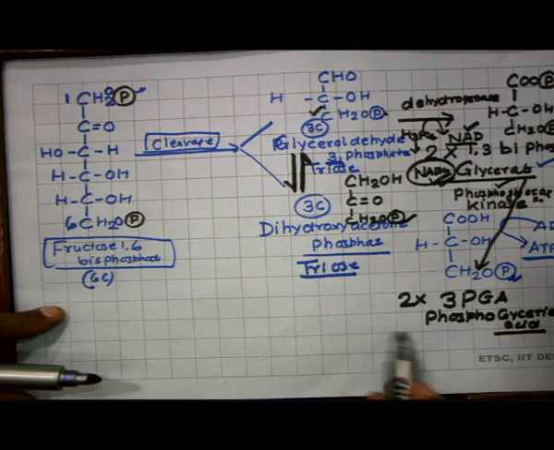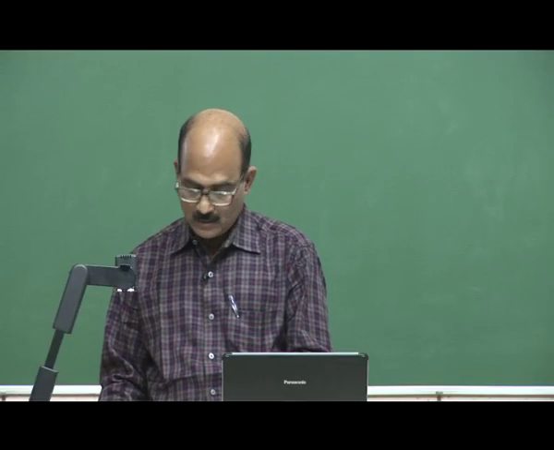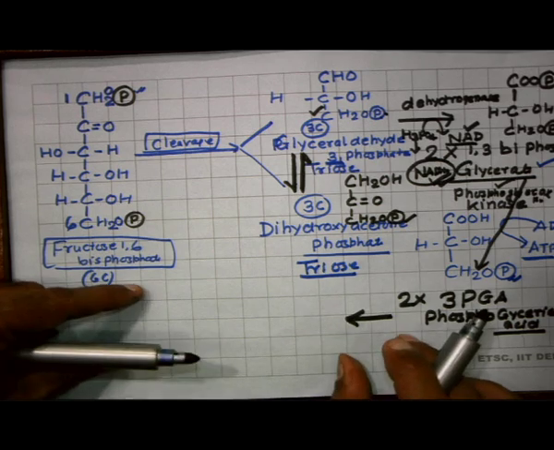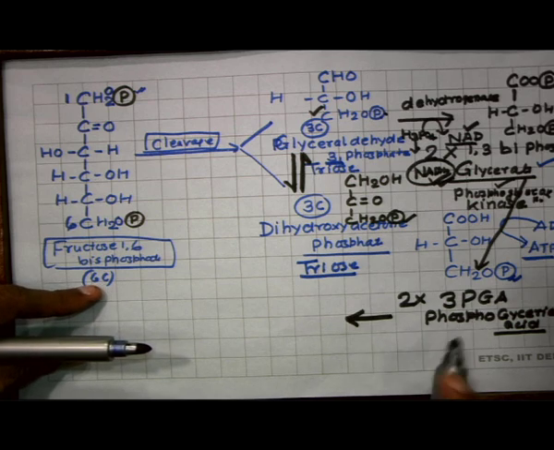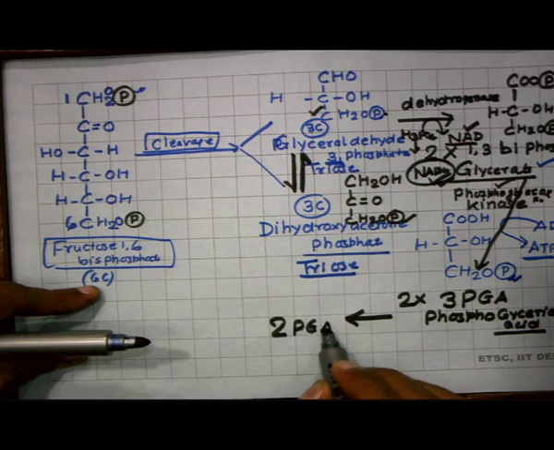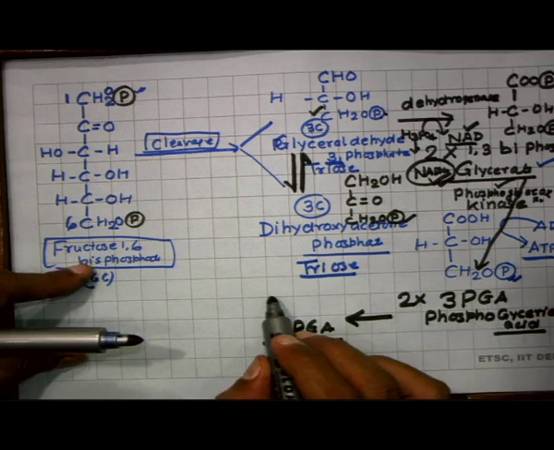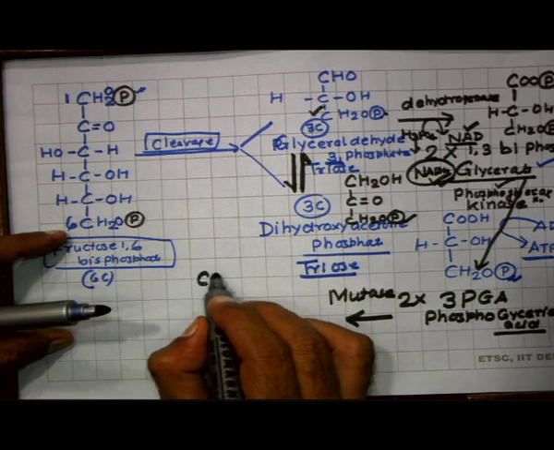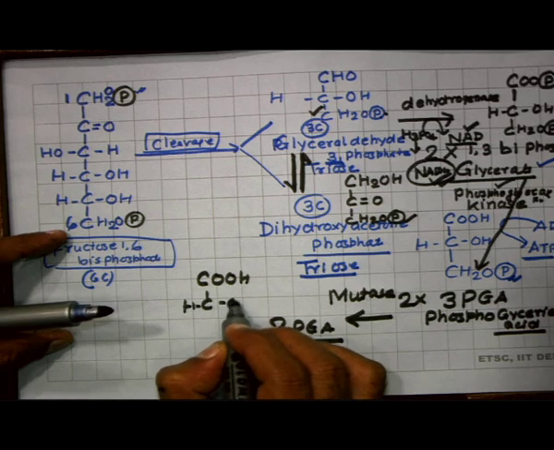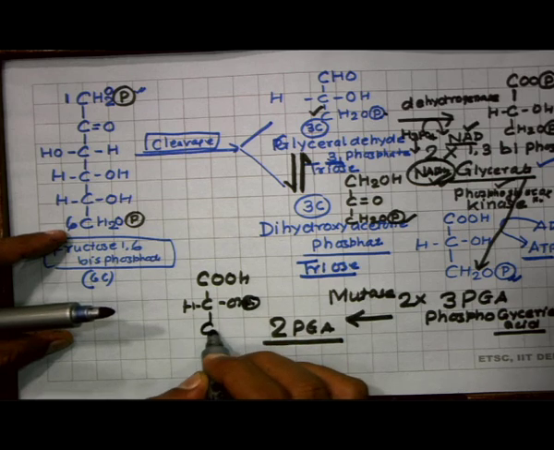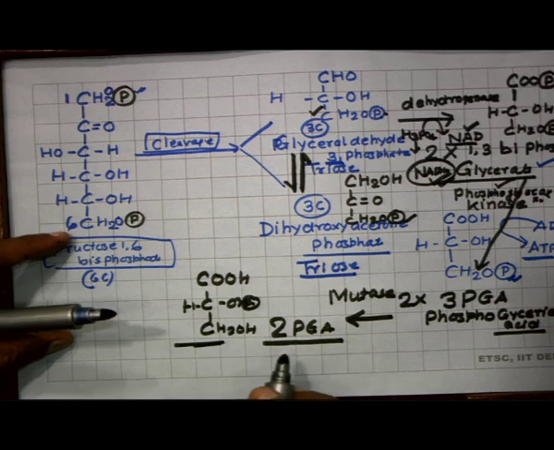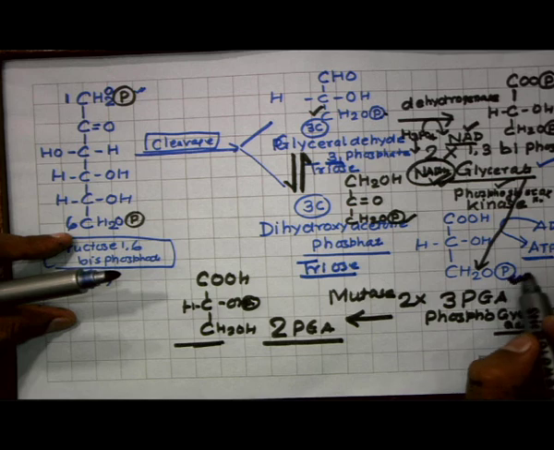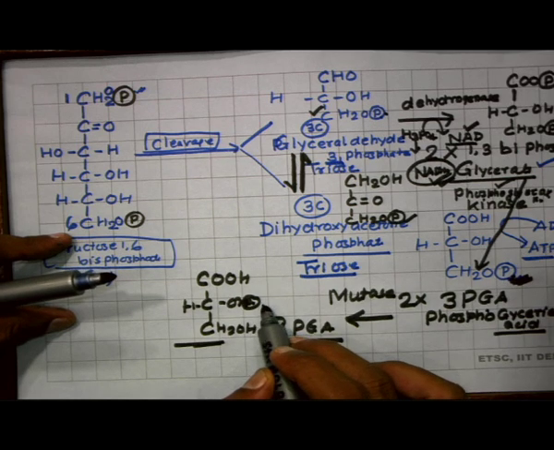Now, this 3 PGA is converted into 2 PGA. It requires the enzyme called mutase, and the structure is COOH, CHOP, CH2OH. The 2 PGA has the same structure as the 3 PGA, but the phosphate at the third carbon is now shifted to the second carbon.